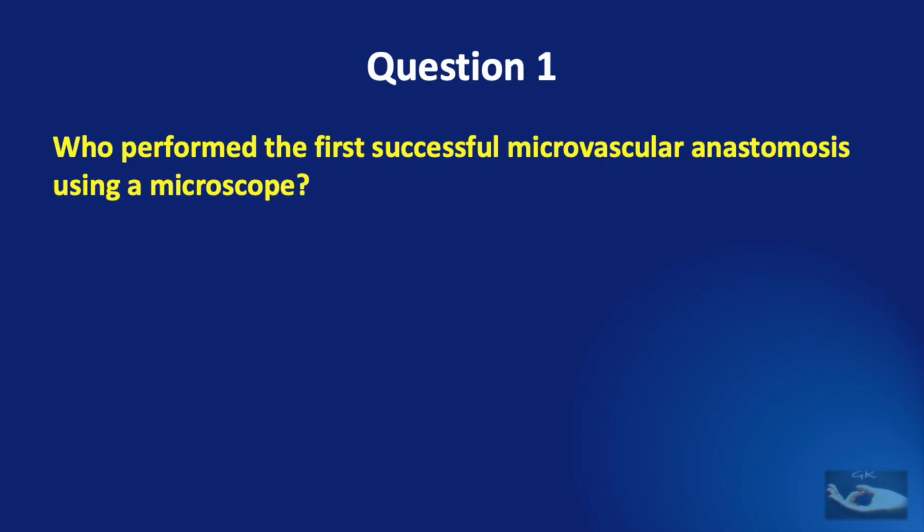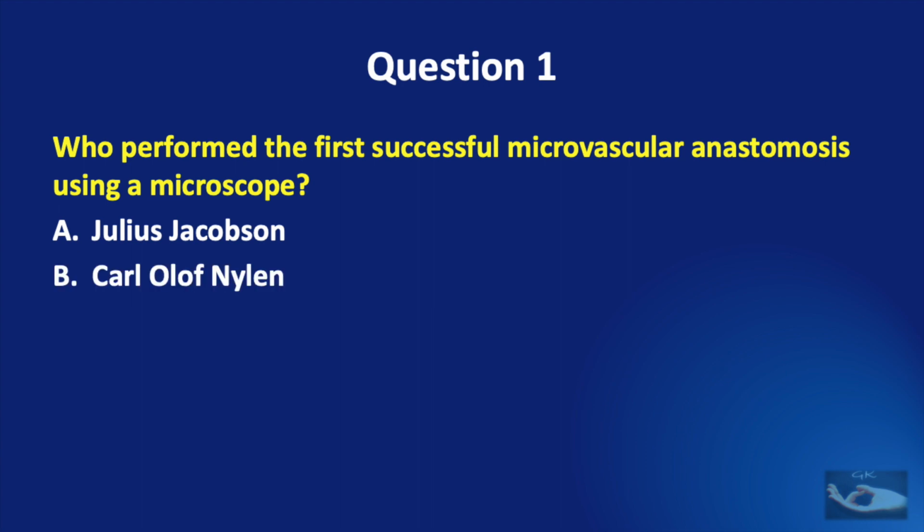Question number 1. Who performed the first successful microvascular anastomosis using a microscope? Julius Jacobson, Carl Olof Nyland, Harry Bunke, or Alexis Carrel?